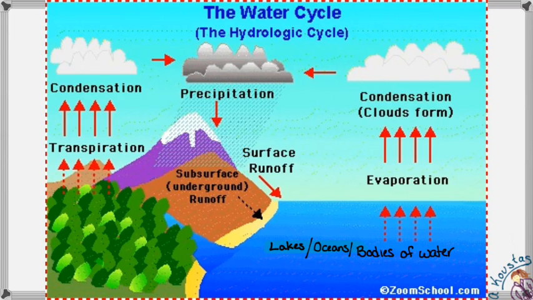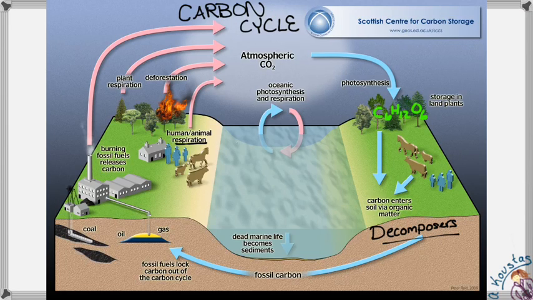The next cycle is the carbon cycle. The carbon cycle is a little more complicated. We can see a picture of it right here. So let's start with the carbon in the atmosphere, in the air. This is in the form called carbon dioxide. So the carbon dioxide in the air is taken up by plants through the process of photosynthesis.